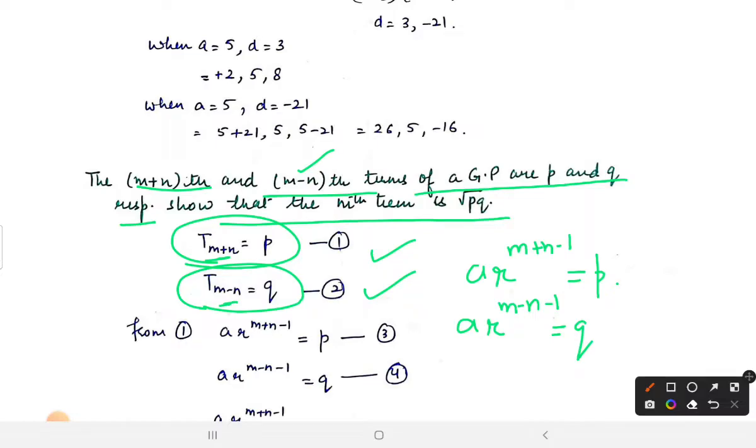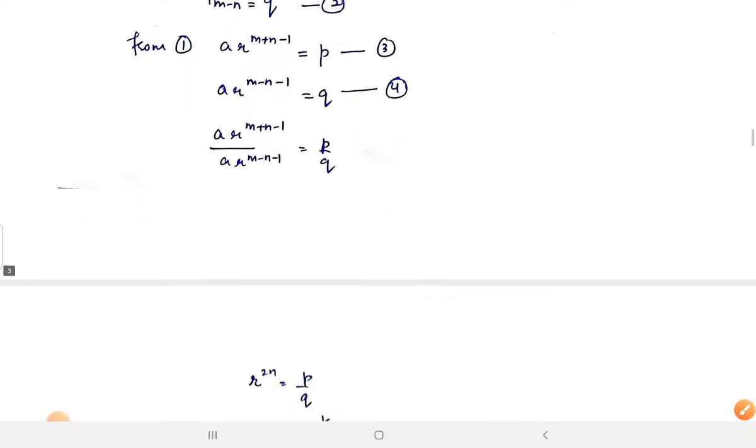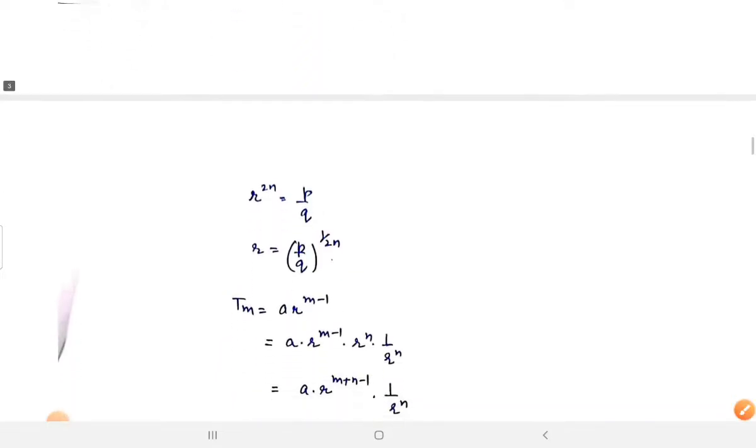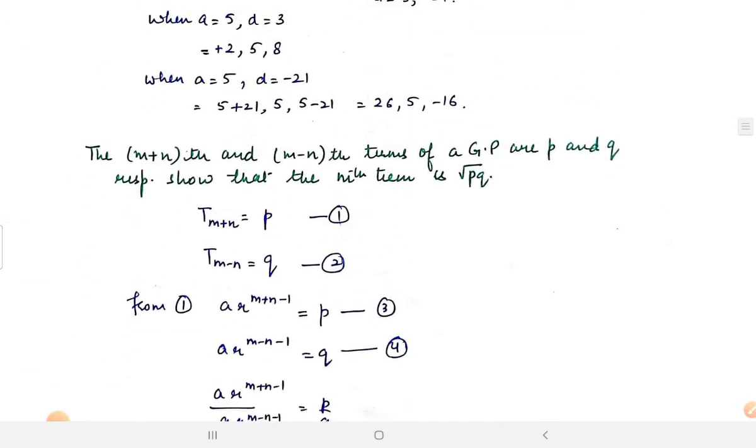Now dividing equations 3 and 4, we get R to the power 2n as P upon Q. So we have R as P by Q raised to the power 1 by 2n. What do we want to find? We want to find the mth term.